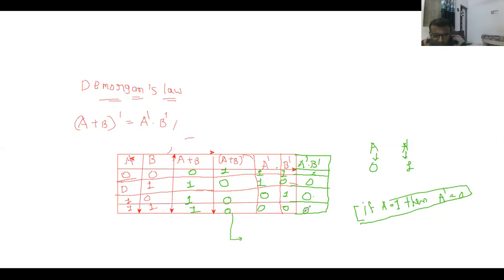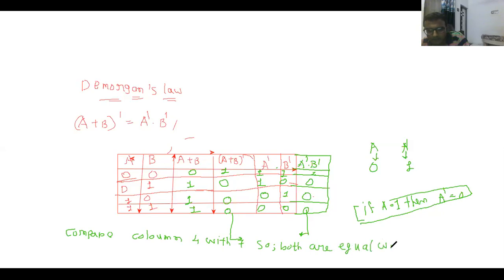Now if you can see this table, consider this is table 1, table 2, column 1, column 2, column 3, column 4, column 5, column 6, column 7. So compare column 4 with column 7. Both are equal with each other.